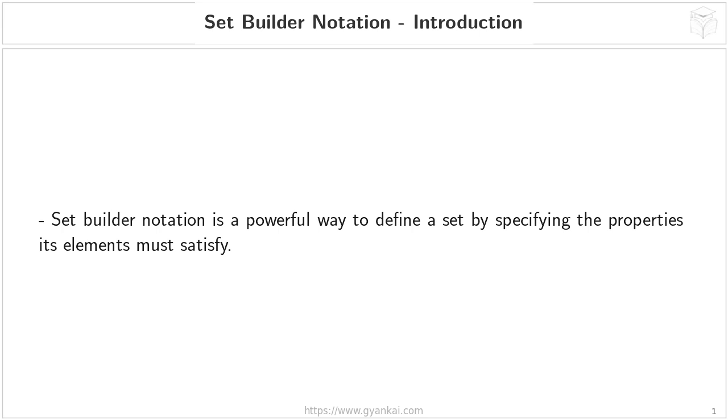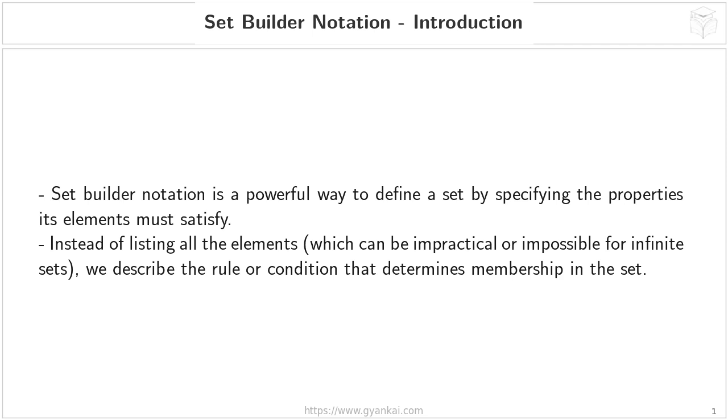The first point here states that it's a powerful way to define a set by specifying the properties its elements must satisfy. Think of it like giving a set of rules, rather than a list of members. The next line highlights why this is so useful. Instead of listing all the elements, which, as I mentioned, can be impractical or impossible for infinite sets, we describe the rule or condition that determines membership in the set. For example, instead of writing out all even numbers, we can simply state the rule: the set of all numbers that are divisible by 2.